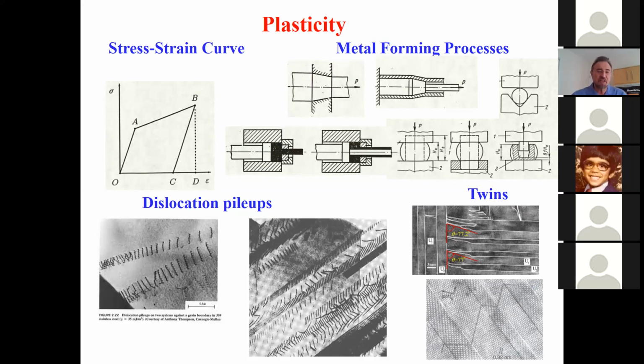And the main mechanism is related to nucleation and motion of dislocations. Here you see dislocation pile up against grain boundary. And I will talk about this in detail. And also twinning, grain boundary sliding, and some others.